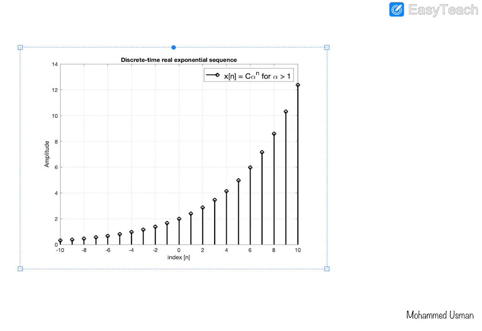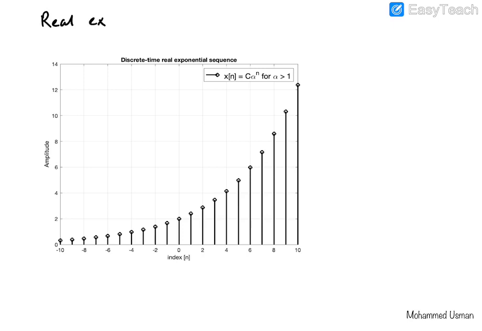So this is an example of a real exponential sequence which is growing with the index n, and because it's discrete, the notation is x of n in square brackets, and the general form is c alpha power n. So this is a real exponential discrete sequence.